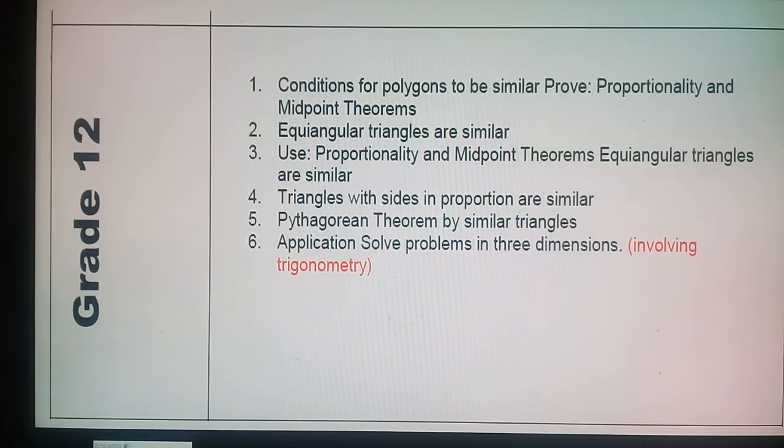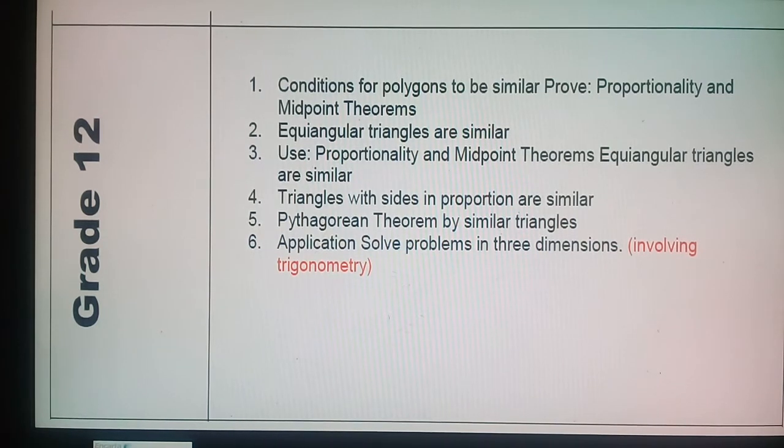Number 3, use the proportionality and midpoint theorem to prove that equiangular triangles are similar. We have to know that one in grade 12. Number 4, we have to be able to prove triangles with sides in proportion are similar. And the Pythagoras theorem by similar triangles. We have similar triangles and we have to know how to use the Pythagoras theorem in similar triangles.